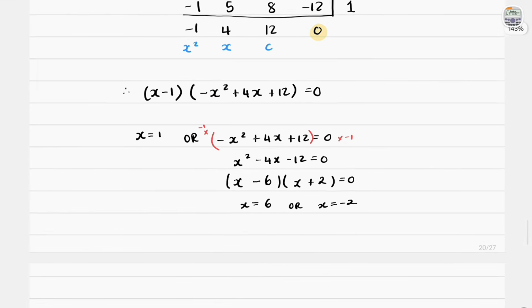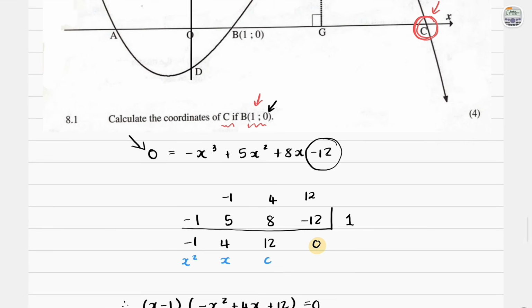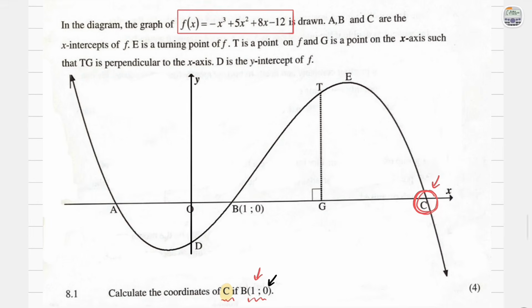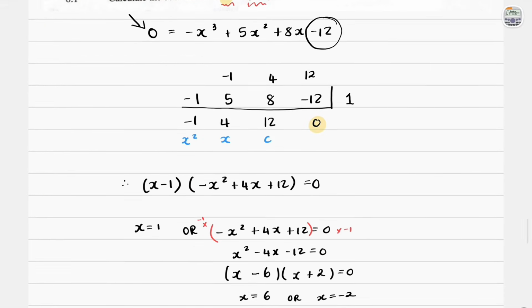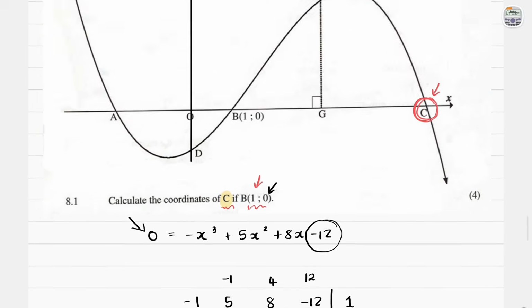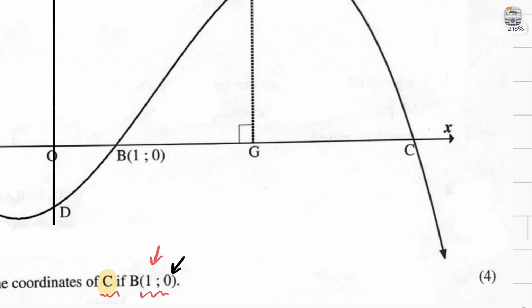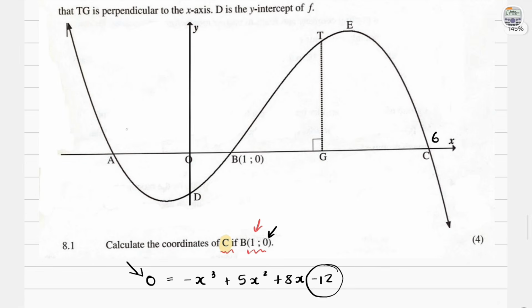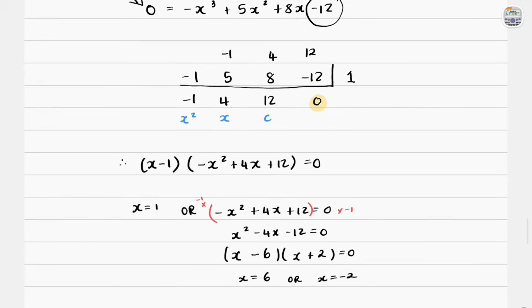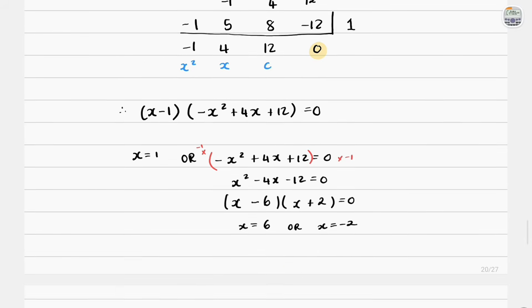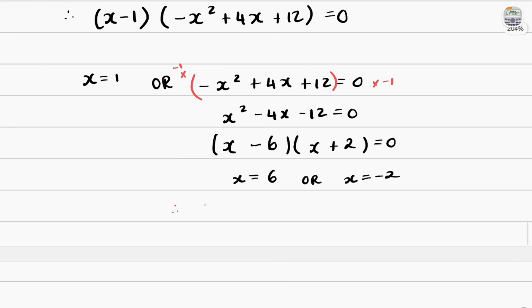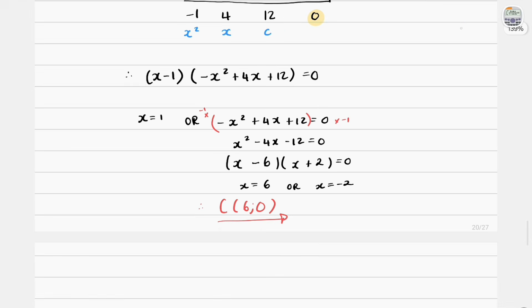And now we will just have to decide on which one is C that they asked us for. Okay, so C is way over here. So it's the positive, and it's the biggest positive one that we have. So that is 6. So C is 6, and we now know that. And so that would mean that A is -2. Okay, so that's -2. We'll just keep that in mind. So let's finally conclude that the coordinates of C are (6, 0). And that is our answer.